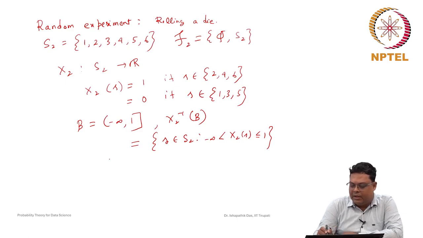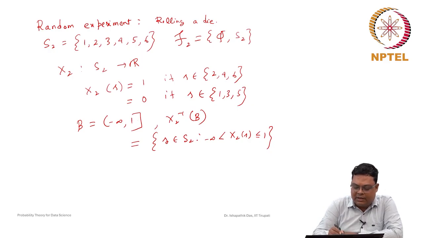What are those values satisfying this? This is satisfied by all the elements, because the value is 1 or 0, so no problem. So this set will be all of Ω2, and Ω2 belongs to F2, no problem.